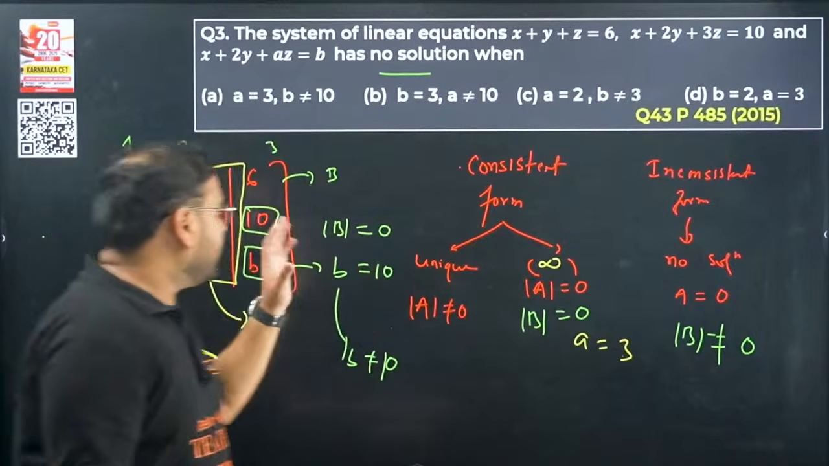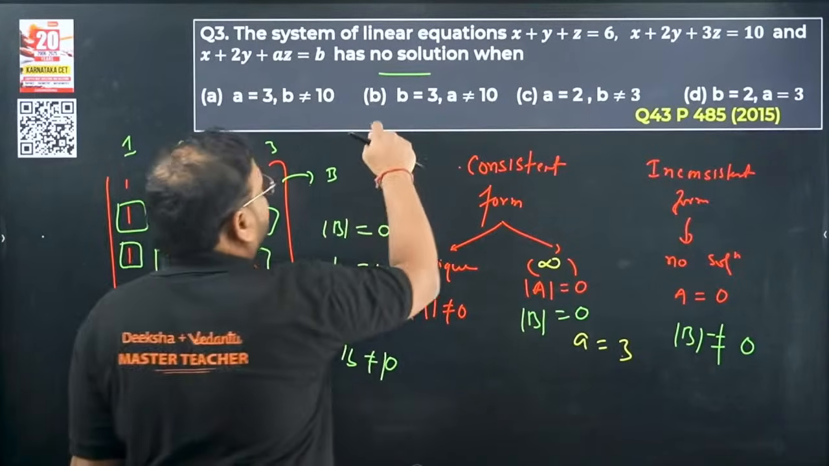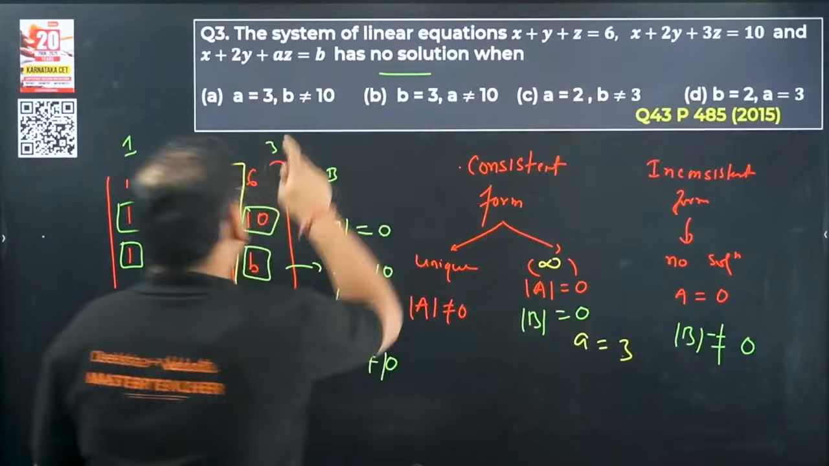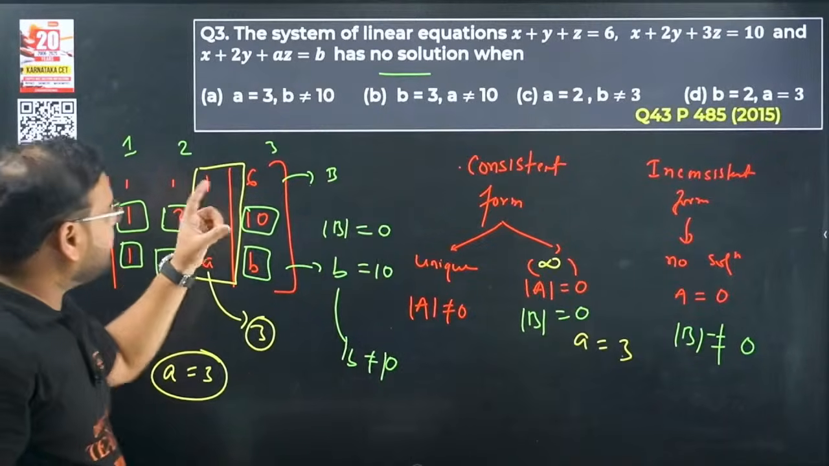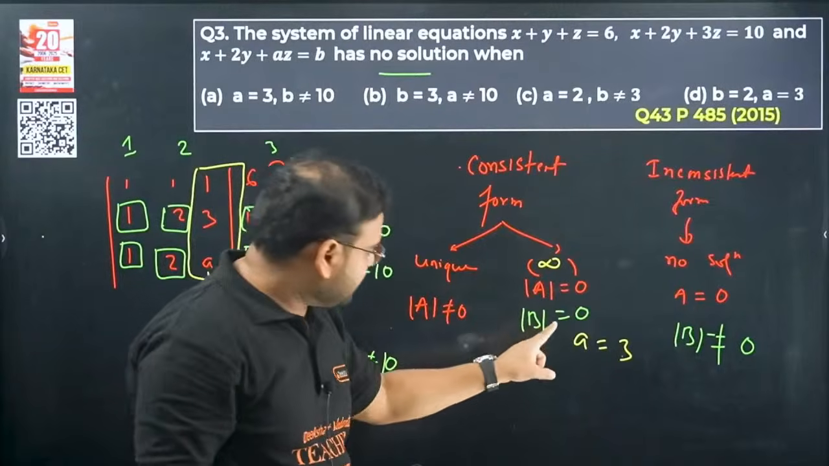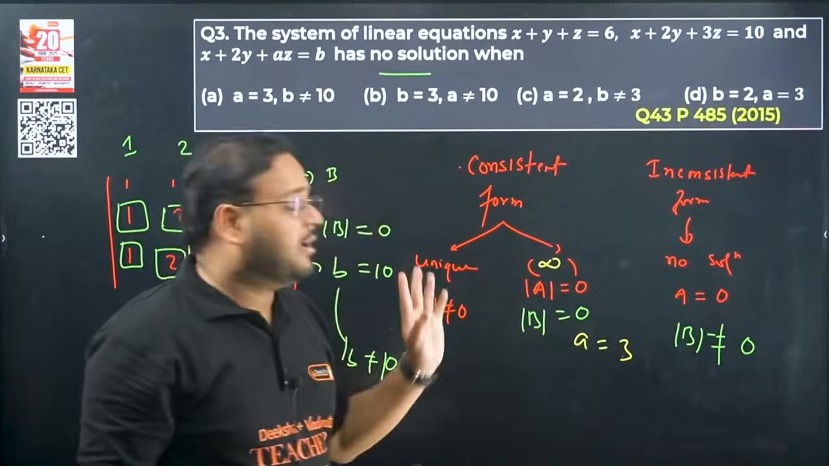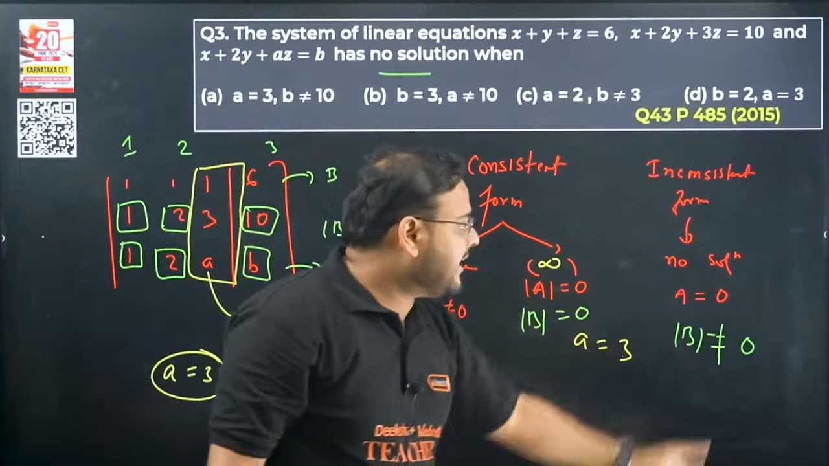Now, you're gonna make another matrix with the column of constants. So we have 6, 10, and B, and include the first two columns. Now if that matrix is 0, it becomes what? Your infinite solution. But if the determinant value is not 0, then it becomes the case of no solution.